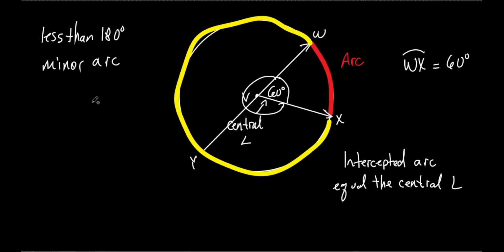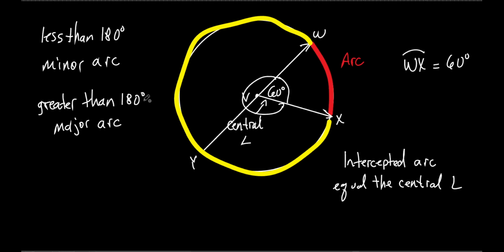Anything that's larger, okay, let's write it down, let's put greater than, that's a better word. So greater than 180 degrees. Now take a wild guess. What do you call that? A major arc, very good. So it's a major arc. So the yellow one would be a major arc, and the red one would be a what? Minor arc, all right?